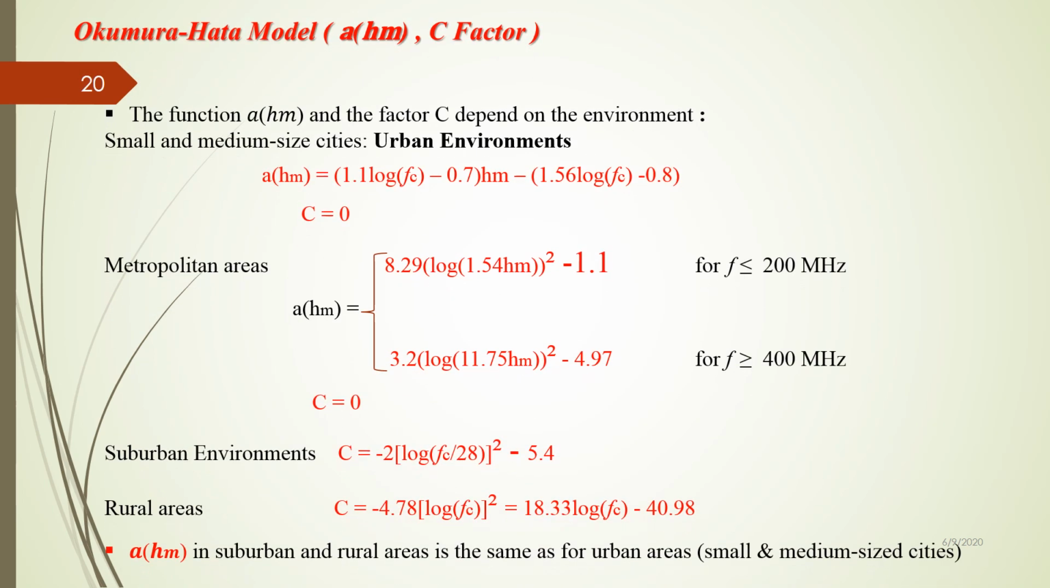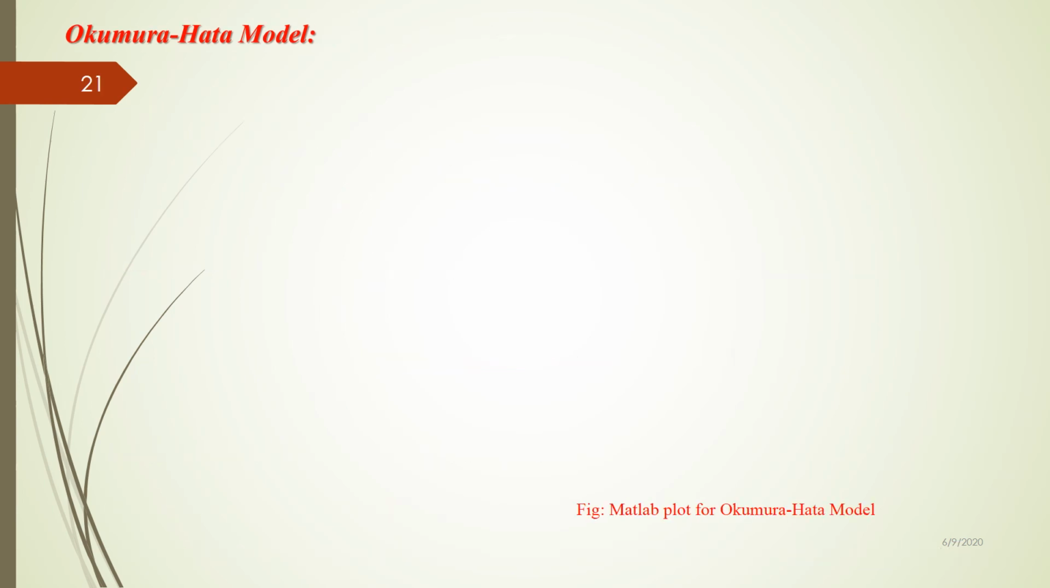And the function a(hm) and the factor C depend on the environment, small and medium sized cities, that is the urban. So these are the different values of the function a of hm. It is different for the different areas, meaning for the metropolitan area it is different, for the suburban area it is different, and for the rural area it is different, where a(hm) in the suburban and the rural area is the same as for the urban, small and medium sized city.